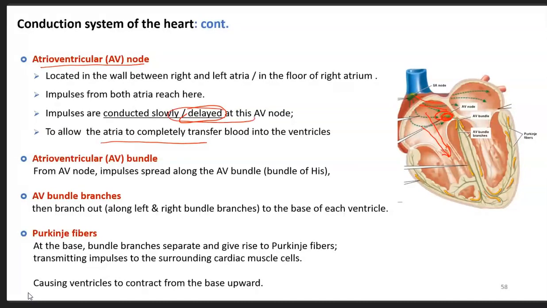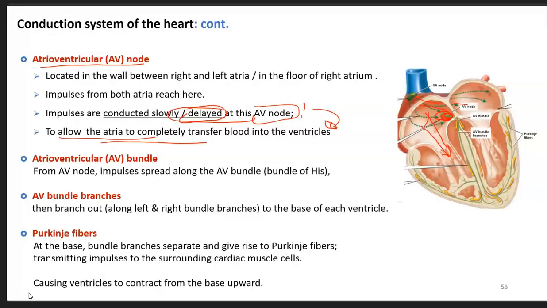So this is the important point that you have to know: why there is a slight delay of the transmission of the impulse as it reaches the AV node. The reason is to allow both of these atria to contract fully and cause all the blood in the atria to enter into the ventricle.